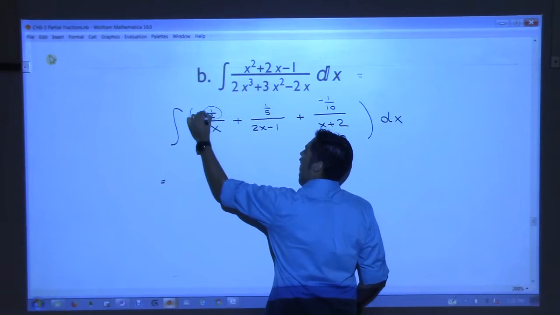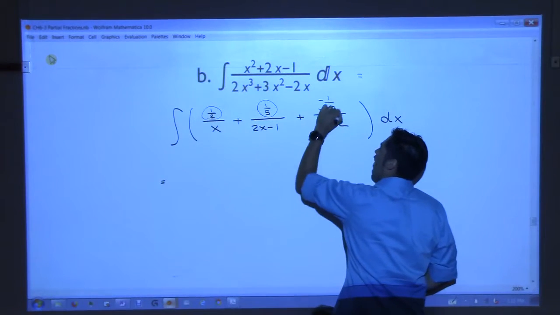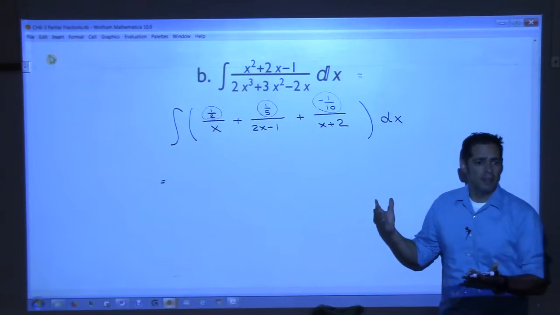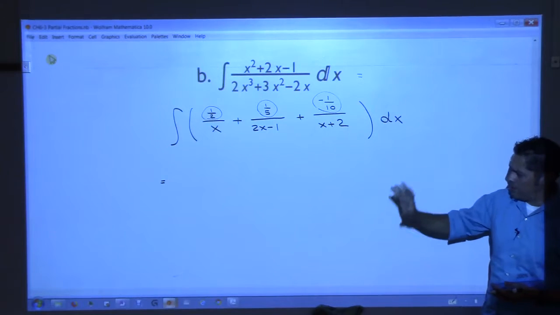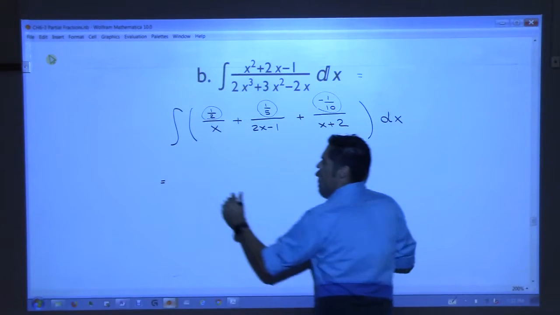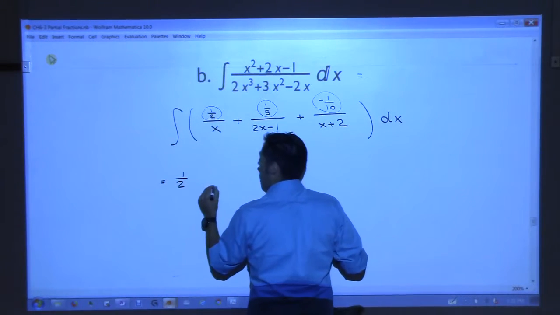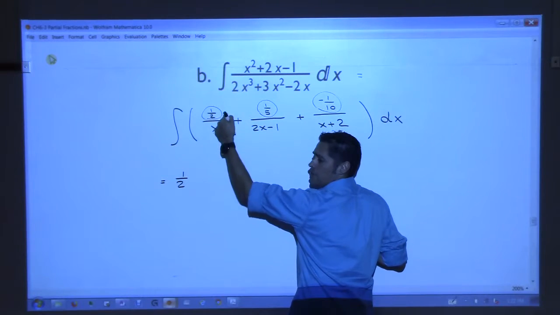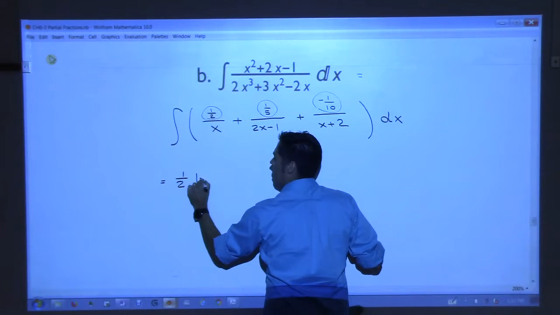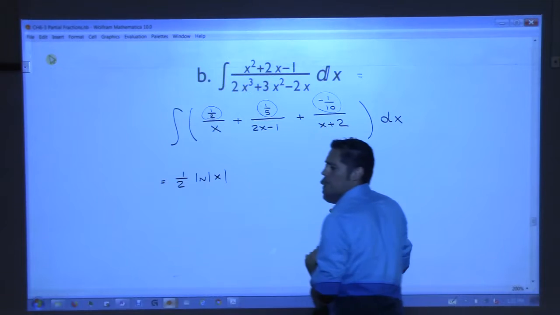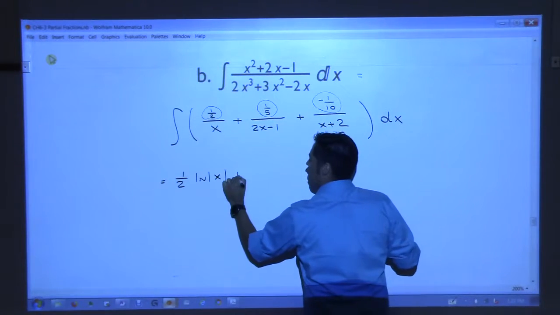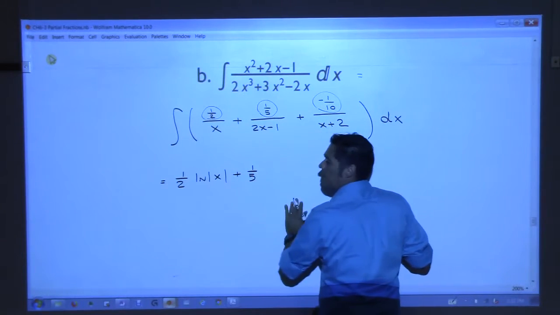Now, this 1/2, this 1/5, and this negative 1/10 are all constants, aren't they? So don't they just kind of come out and just sit in the front? So I'm going to have a 1/2 here. And imagine now you just have a 1 over x. So the antiderivative of that, natural log, absolute value of x. Okay, plus 1/5, right? That's that 1/5.